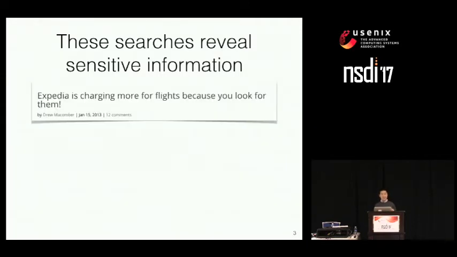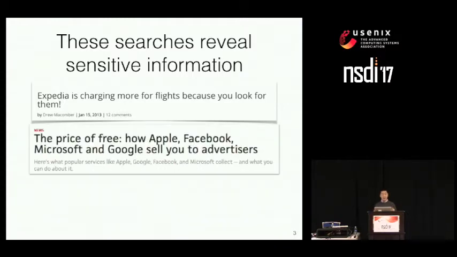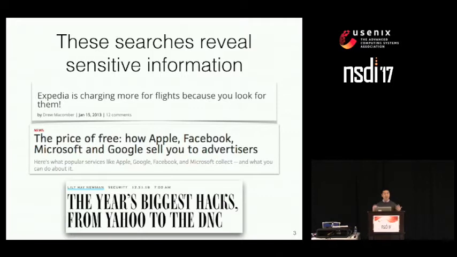However, these searches leak sensitive information, and web services can use this information to perform malicious activities. For example, travel sites like Expedia can charge more for frequently searched flights. Just by having this data, companies can sell it to third parties. And finally, even if the service were honest, server compromise can leak personal information collected by these searches and queries.